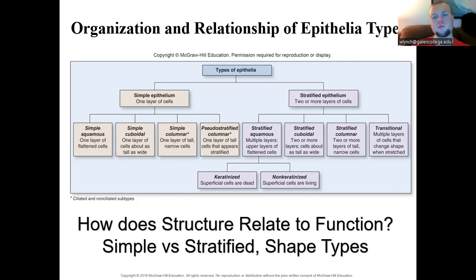We have a stratified cuboidal, right? This is 2 or more layers of cube-like cells. Stratified columnar, 2 or more layers of tall cylindrical cells. This is very rare. And transitional, existing in the bladder and the ureters. These are multiple cell layers of varying shape. Depending on the environment they're in, the amount of fluid volume that's there, they will be either more squamous-like or more cuboidal-like.